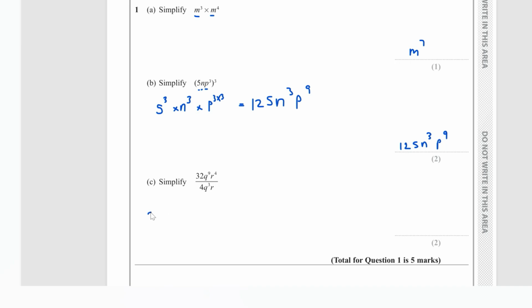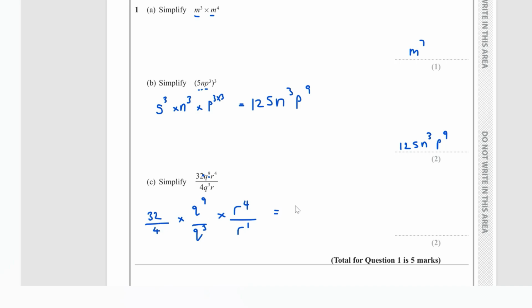So to start off, we can do 32 over 4 multiplied by q to the power of 9 over q to the power of 3. And just going back to this question, whenever we have something like 32, q to the power of 9, r to the power of 4, we are multiplying in between all of these, which connects them together, which is why now when we separate them, we have a multiplication sign in between them all. So the last one, r to the power of 4 divided by r on its own, so that will just be to the power of 1.